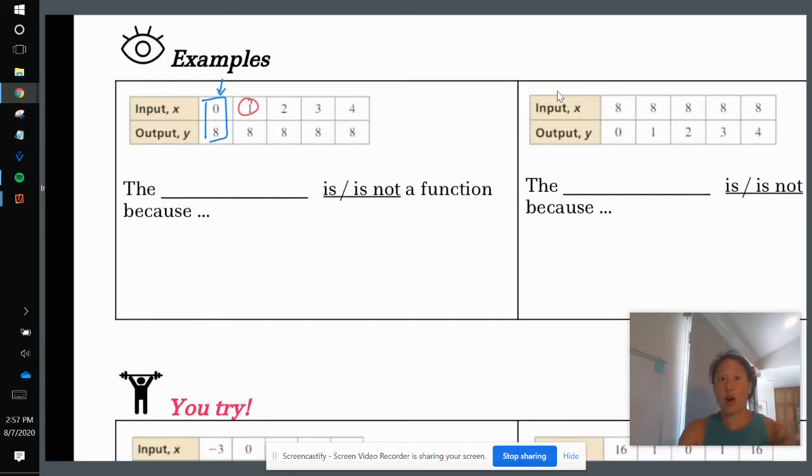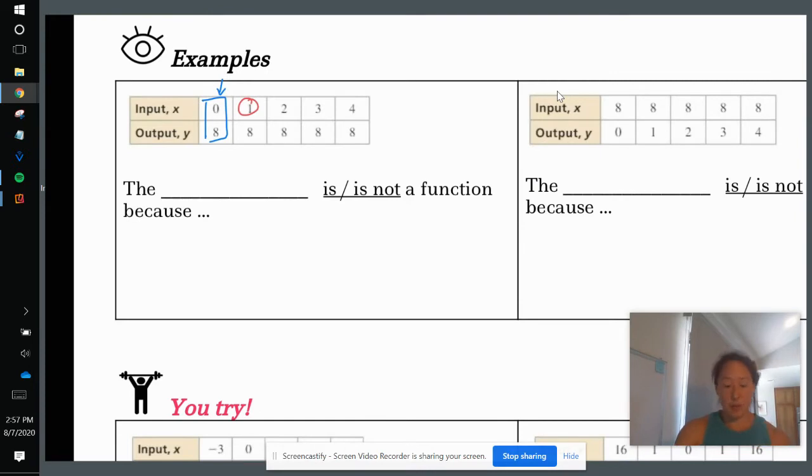Next up, when x equals 1, what can we expect the output to be? 8. Is 8 the same as the output for 0? It doesn't matter, because all I'm comparing is the relationship between each input and its output, okay? When x equals 2, what do we think the output should be? It should be 8. Is there anything else in the table that says we should get something else at x equals 2? Nope. So we know this is a function so far. When x equals 3, our output is 8. Again, is there any conflicting information about a different output at x equals 3? No. So we're good. And when x equals 4, again, also 8.